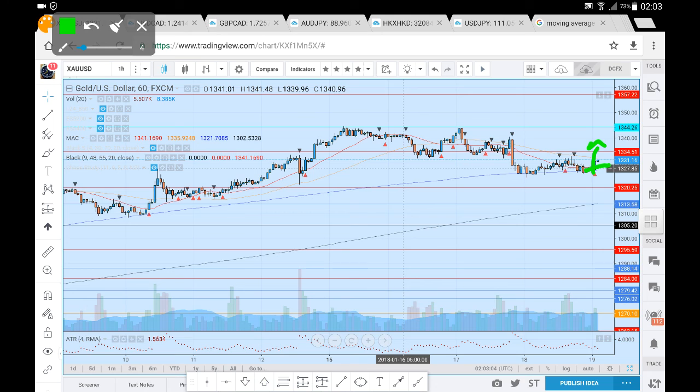But we have to be aware that another test of possibly this 200 period average, if we do turn around, increases the likelihood of a possible break and further downside continuation to the levels identified. And with that said, that pretty much covers everything in regards to the XAUUSD.